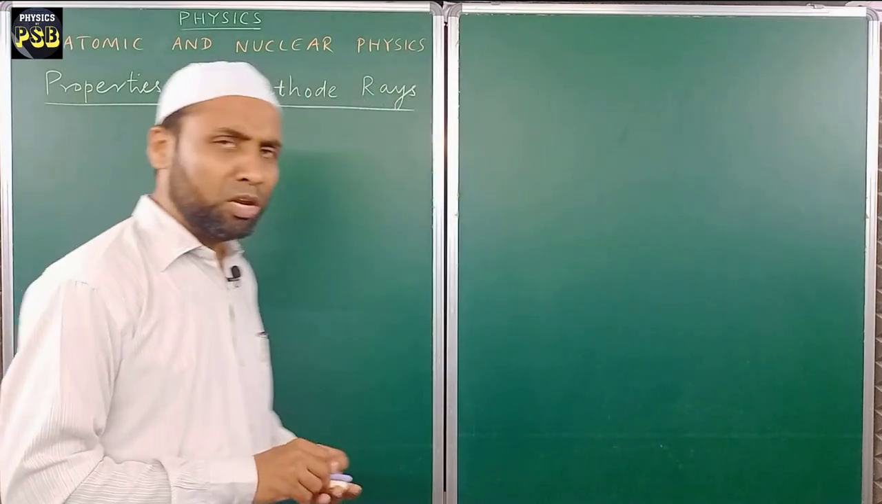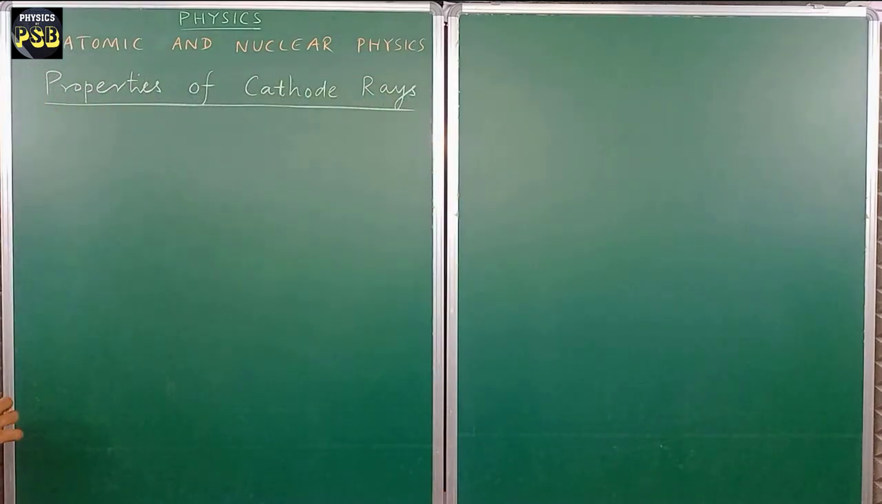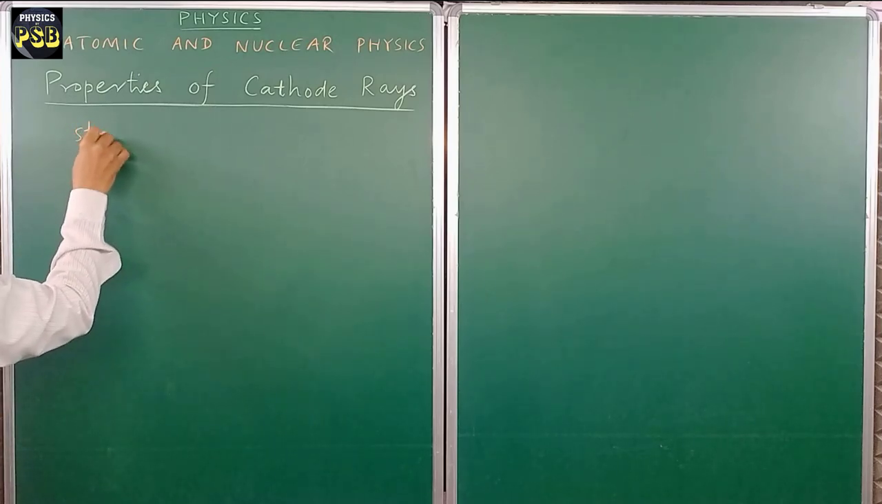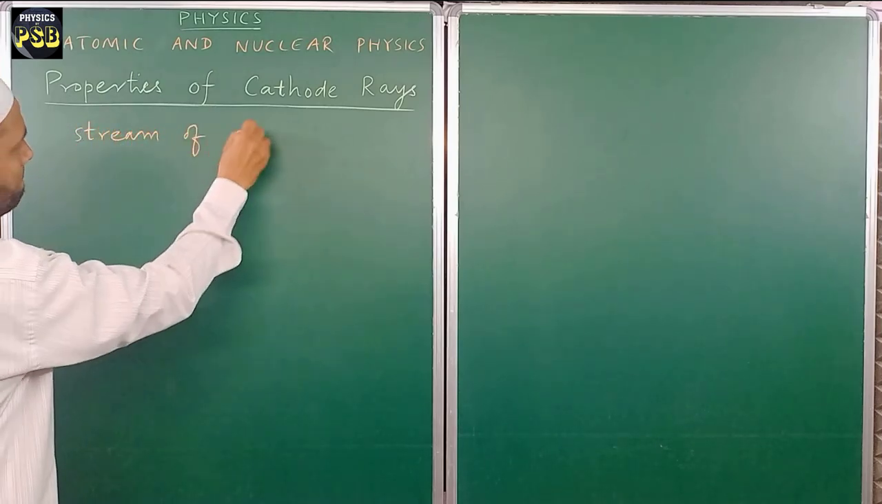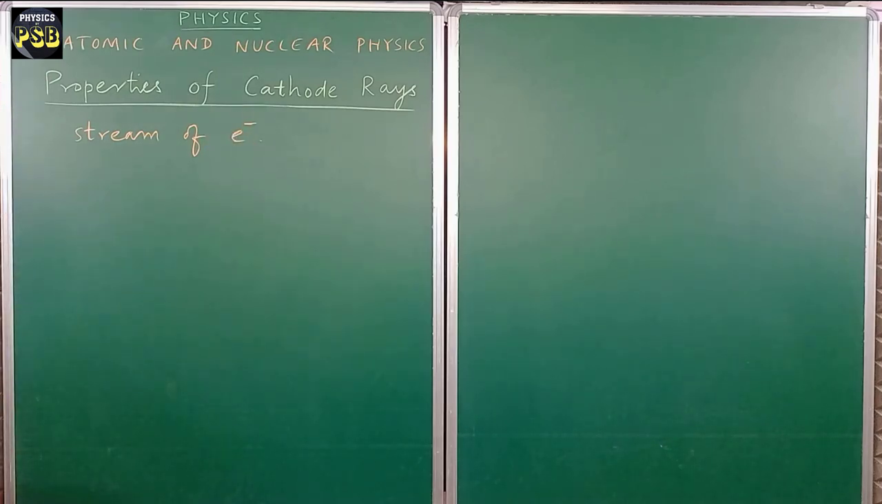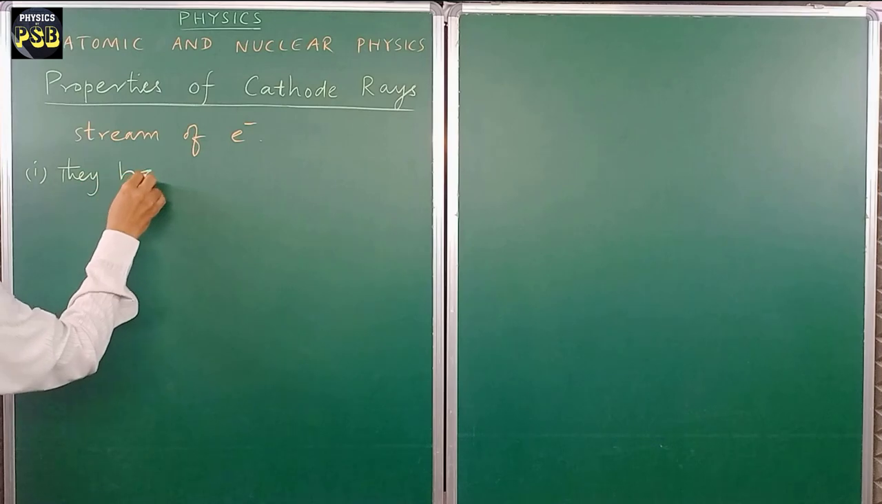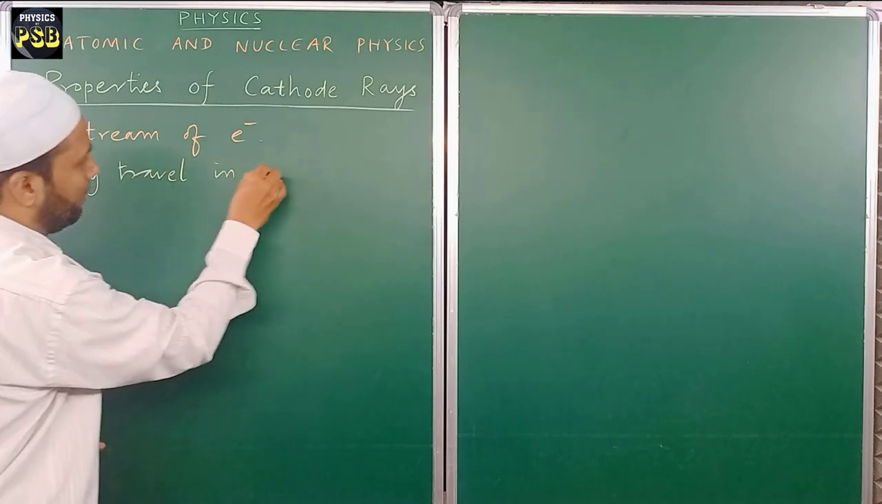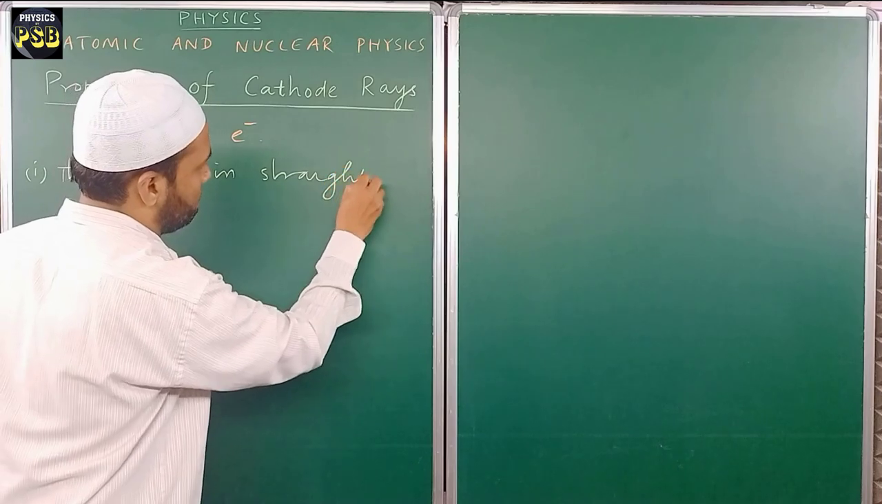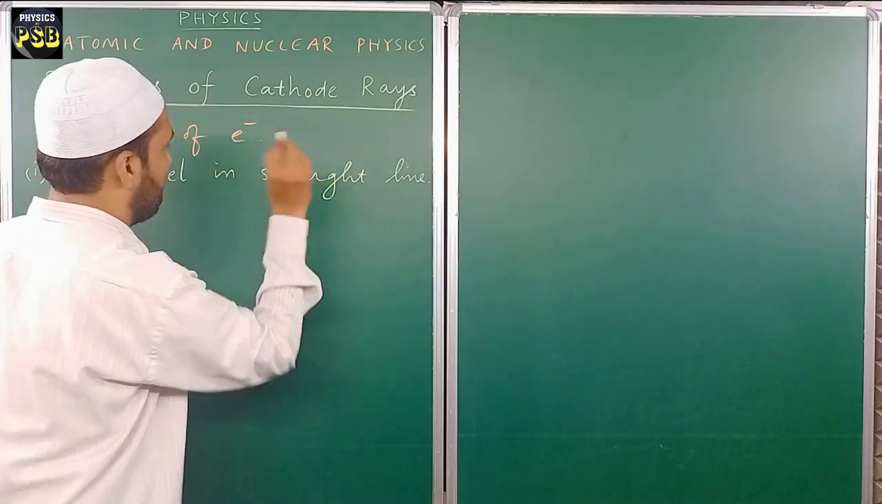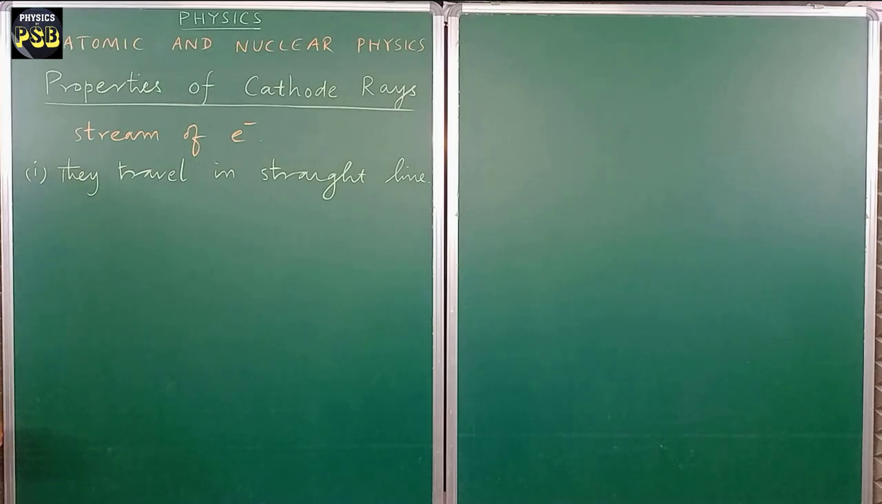Now, before going ahead, let me tell you what this cathode ray is. Cathode ray is found to be a stream of electrons. It's nothing but a stream of electrons, so they possess a negative charge. First property: they travel in a straight line. But in the presence of an electric field and a magnetic field, they are deflected.